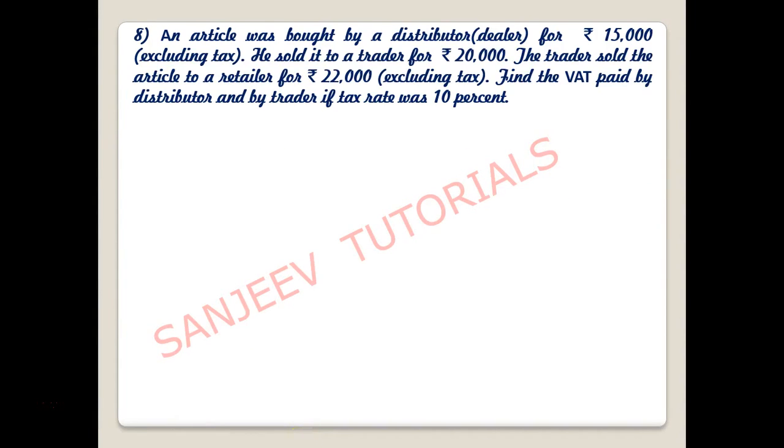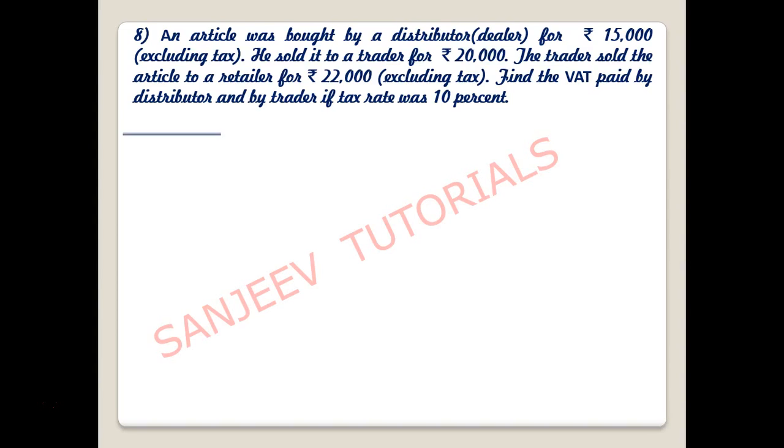An article was bought by a distributor for rupees 15,000. He sold it to a trader for rupees 20,000. The trader sold the article to a retailer for rupees 22,000. Find the VAT paid by distributor and by trader if the tax rate was 10%.